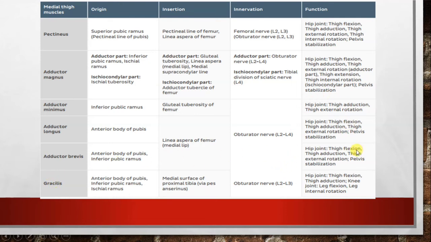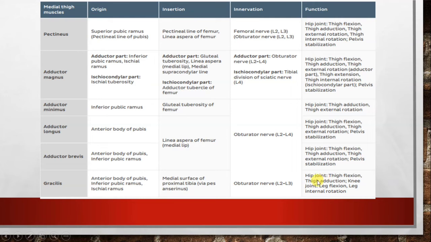So adductor brevis has thigh actions at the hip joint: thigh flexion, thigh adduction, thigh external rotation, and pelvis stabilization. Now there is the gracilis, which is the last muscle. It's also one of the longest muscles in the thigh region. It arises from the anterior body of the pubic inferior ramus and attaches to the medial surface of the proximal tibia via the pes anserinus, as we have discussed. Forming the pes anserinus are three muscles, namely gracilis, semitendinosus, and sartorius. Innervation is from the obturator nerve.